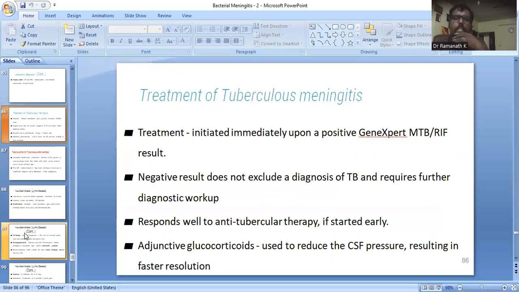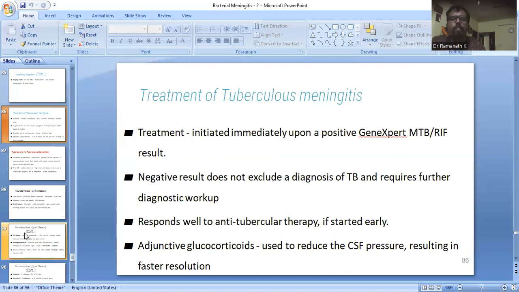The treatment is initiated immediately upon the positive result obtained in the GeneXpert machine or other findings. A negative result does not exclude a diagnosis of TB and requires further diagnostic workup. So the patient is showing the symptoms of the infection and you are getting a negative result in the laboratory diagnosis, it does not exclude the possibility of tubercular meningitis in the patient, and further we have to test with other sensitive tests to diagnose the infection.